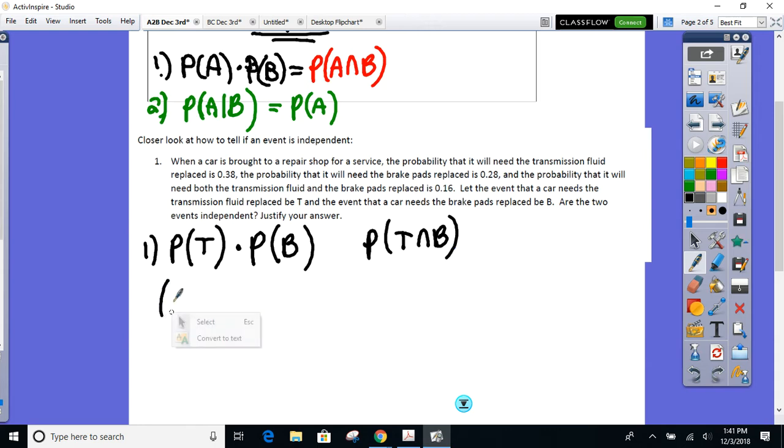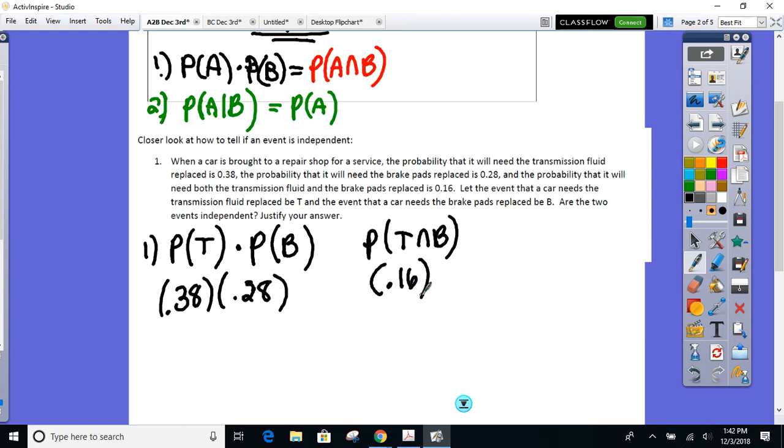0.38. So 0.38 times, what's the probability you get brake fluid or brake pads? 0.28. How does that compare? 0.38, 0.28. How does that compare to both? What's the probability you need both?